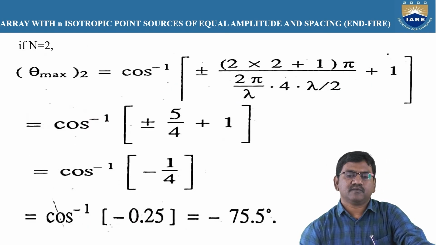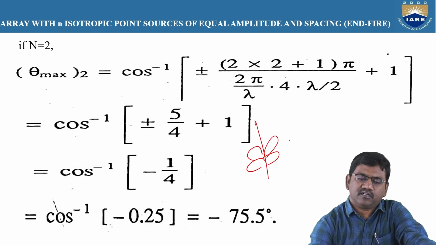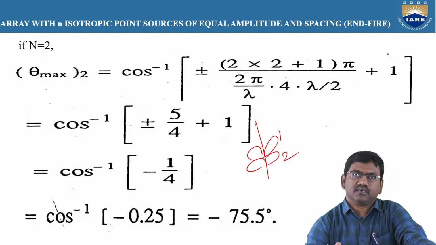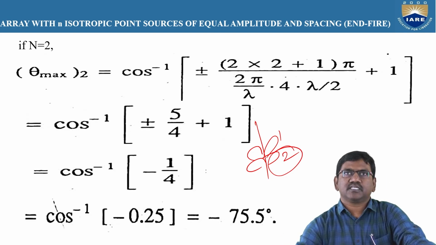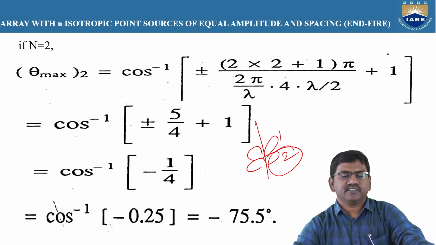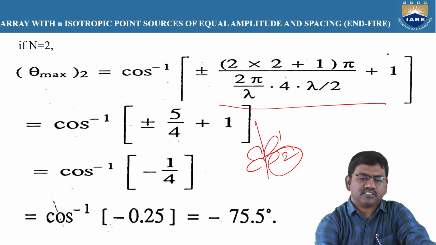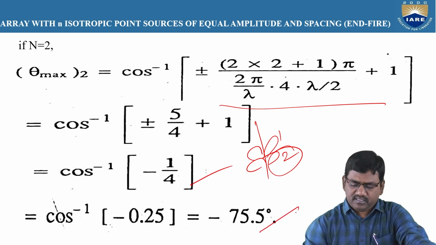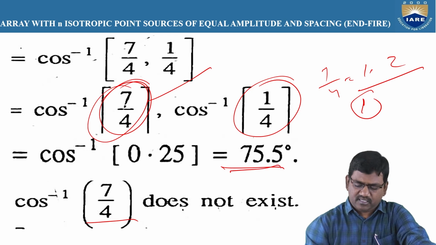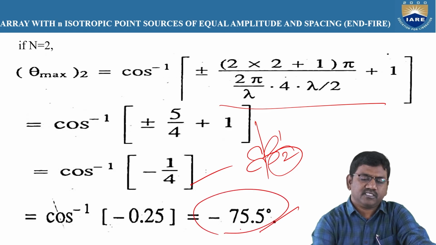Similarly, for n is equal to 2, the minor lobe second maxima. These are known as minor lobes. This is 1, this is 2. If n is equal to 2, let us find out in which angle the second minor lobe is. Substitute n is equal to 2. Again, in the same case, you will get plus or minus 5 by 4 plus 1. You will get minus 1 by 4, minus 75.5. That means 75.5 is the first minor lobe maxima, and minus 75.5 is the second minor lobe maxima.